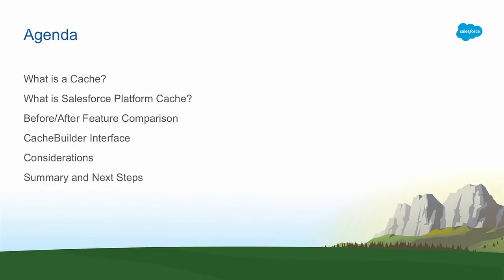All right, so what are we going to be talking about today? We're going to start off with a level set: what is a cache? From there, we're going to go into specifically what is the Salesforce platform cache. Then we're going to do a demo, a before and after feature comparison, showing what the code looks like running normally, and then what happens when we start using the cache. We're also going to do a deep dive behind the scenes and see what the cache is doing back there. We're going to talk about the cache builder interface, an interface available to you to utilize the cache. As always with Salesforce features, there are things to consider when using them, so we're going to talk about some considerations for the cache. And then we're going to wrap it all up and talk about some next steps after today.